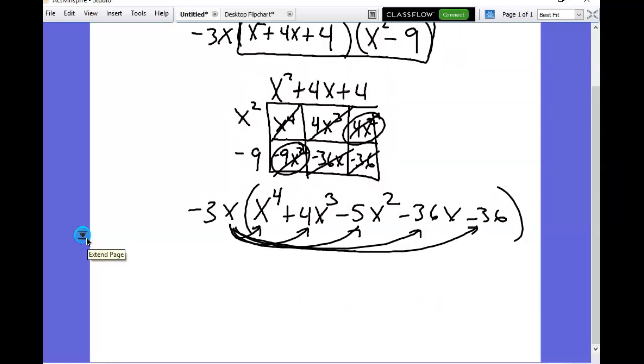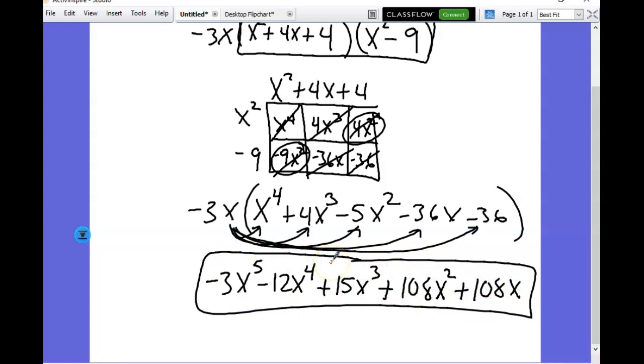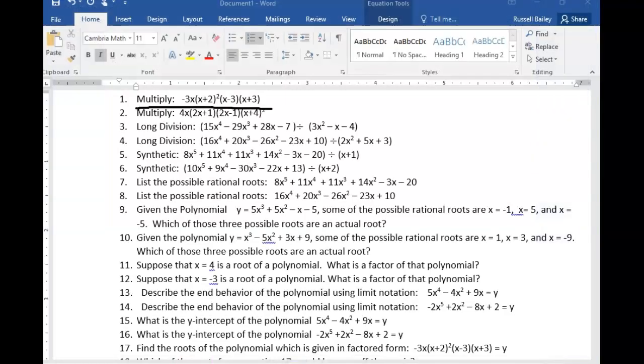All right. So we end up with negative 3x to the 5th minus 12x to the 4th plus 15x cubed plus 90 plus 18, 108. So 108x squared plus 108x. So there's one type of problem you guys need to do, is know how to multiply your polynomials together. All right. Next one.